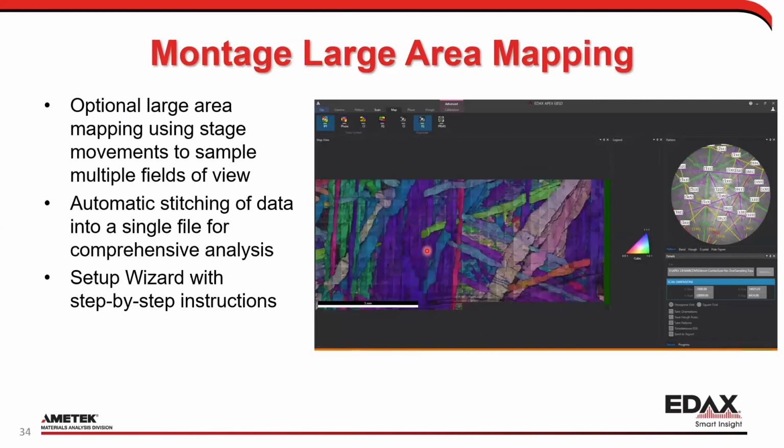And here is the montage mapping area. This slide is actually slightly out of date. I think we've changed this setup a little bit. But this is a mapping module that allows you to do stage movements to do large fields of view. This data should look familiar to you. This is a Gibeon meteorite. So there is automatic stitching of the data into a single file for comprehensive analysis.